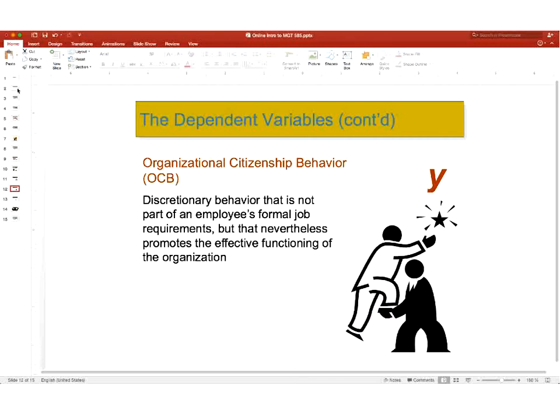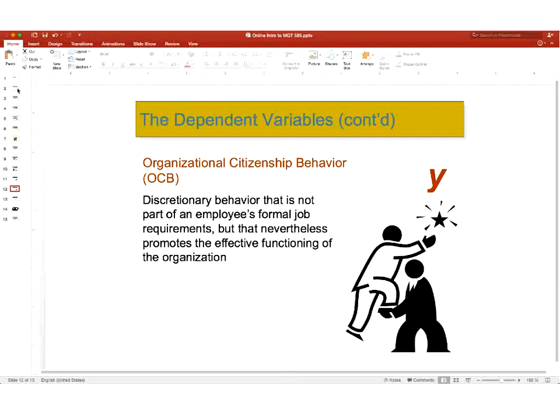On the flip side, we also care about citizenship behaviors. The formal definition here is discretionary behavior that is not part of an employee's formal job requirements, but that nevertheless promotes the effective functioning of the organization. An example of this is filling the coffee pot at work. I seriously doubt that your job has someone that is responsible for only filling the coffee pot or has that listed as one of their key job descriptions.